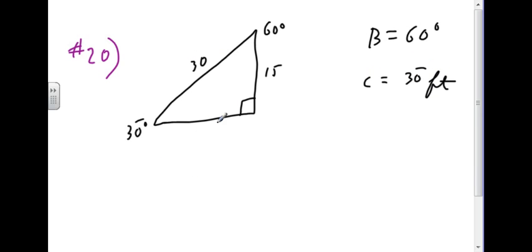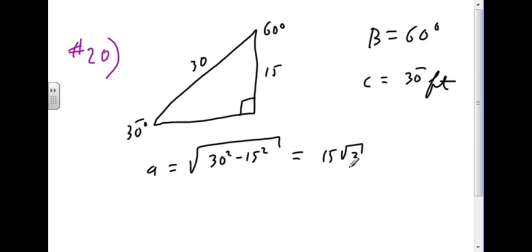And then all we have to do is get the A side. So A is equal to square root of 30 squared minus 15 squared. 15 square root of 3. Very good. 15 square root of 3.